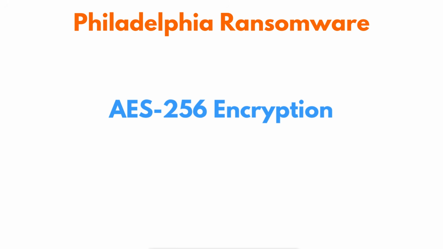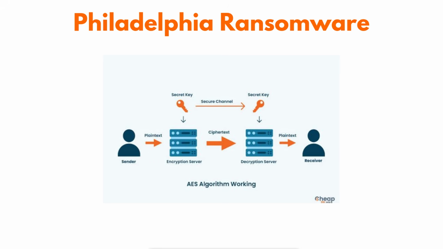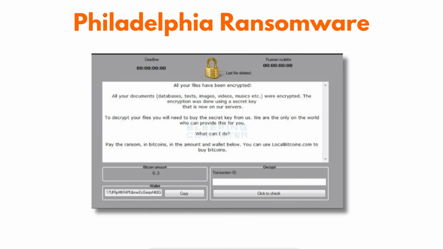Philadelphia used AES 256 encryption, meaning the key length was 256 bits. A longer key increases resistance to brute force attacks. Its first known appearance was a sales thread, complete with screenshots and user testimonials from affiliates. That marketing style reflected how structured and commercialized dark web malware had become.